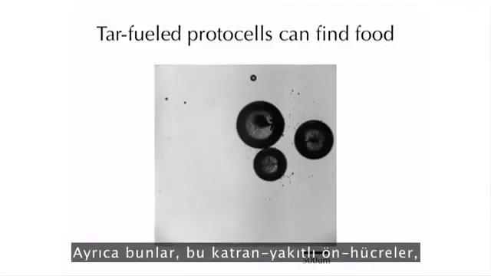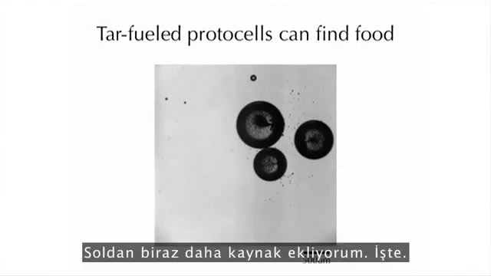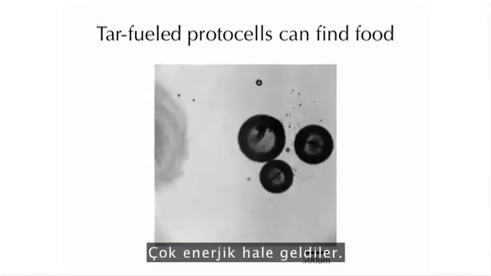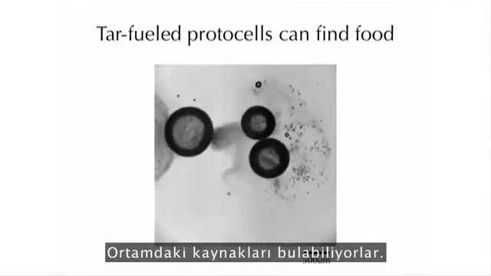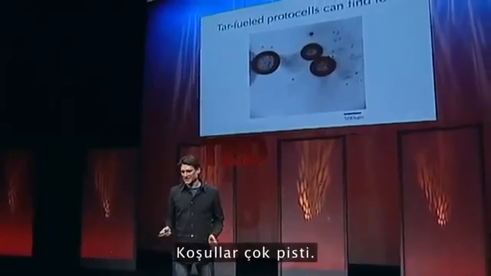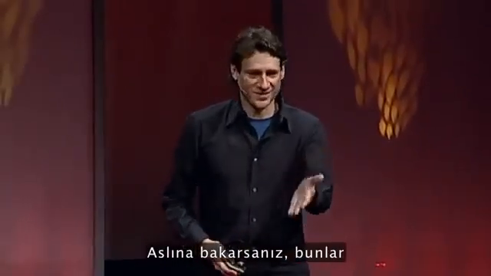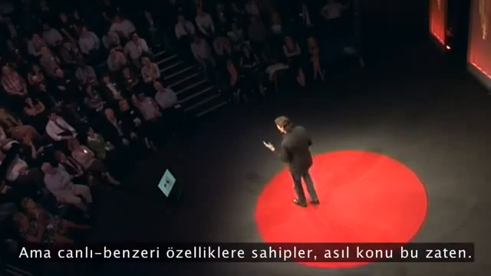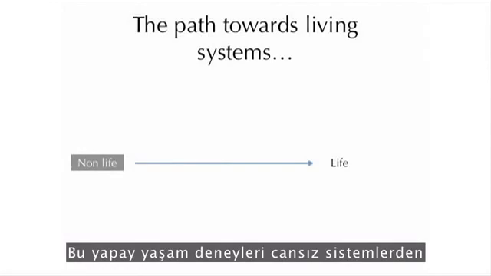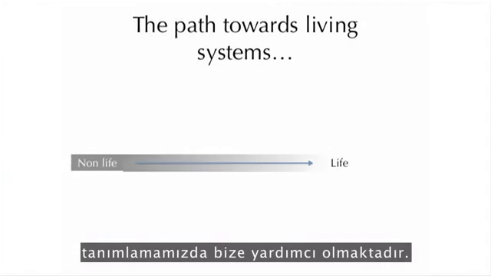These tar-filled protocells are also able to locate resources in their environment. I'm going to add some resource from the left here that diffuses into the system, and you can see they really like that. They become very energetic and able to find the resource in the environment, similar to what we saw before. But these are done in these primordial conditions, really messy conditions, not sterile laboratory conditions. These are very dirty little protocells, as a matter of fact. But they have lifelike properties, is the point. So doing these artificial life experiments helps us define a potential path between non-living and living systems.